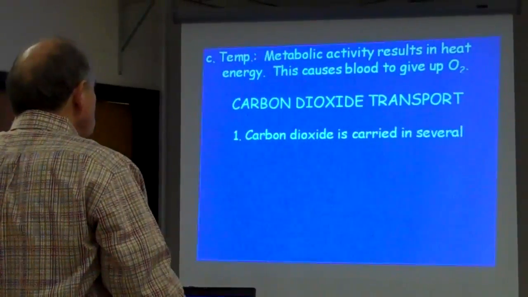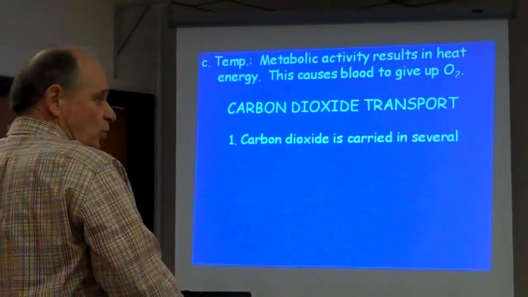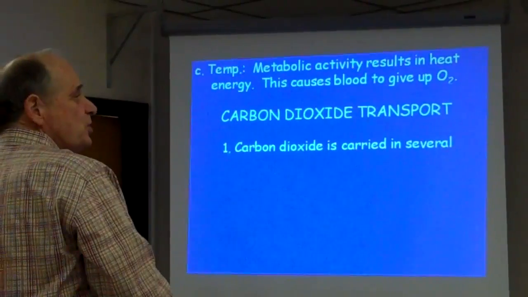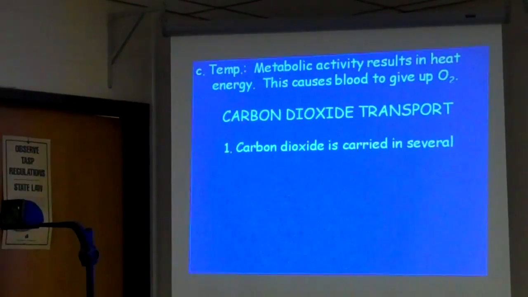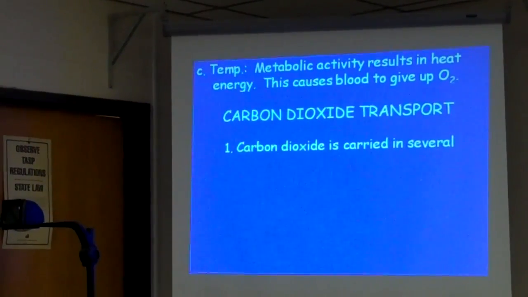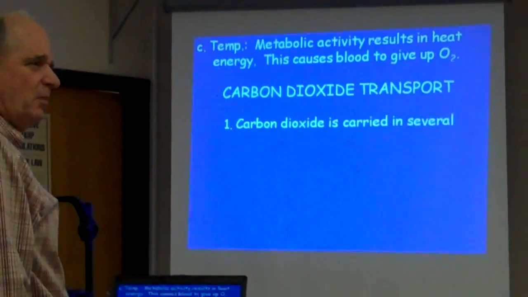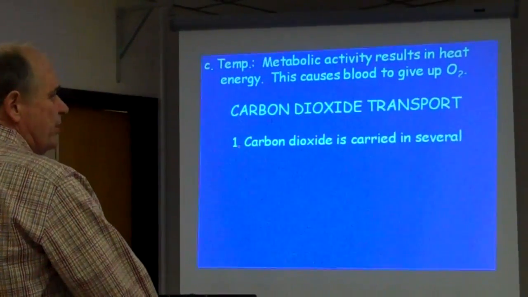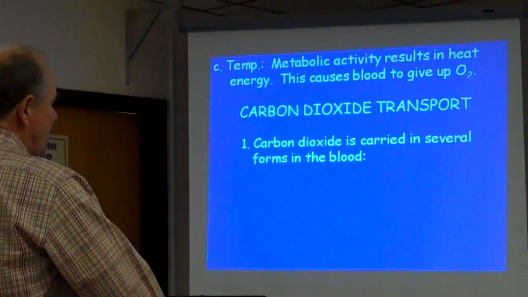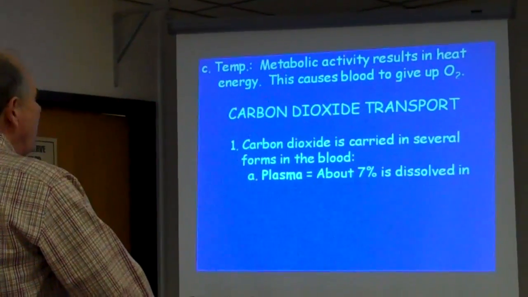All right, now, carbon dioxide is carried in several ways. CO2, carbon dioxide. Is carbon dioxide classified as an organic or an inorganic molecule? Inorganic, right. It's classified as an inorganic molecule. CO2 is. All right, and you and I have to deal with it. We've got to get rid of CO2. This all forms in the plasma.